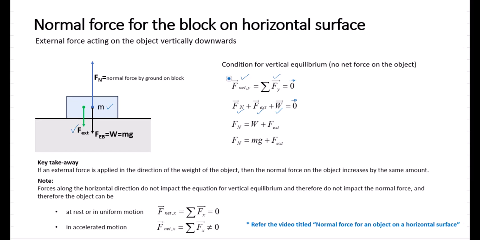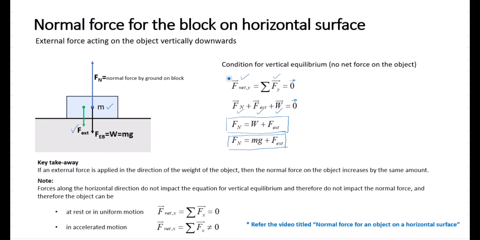Now, in terms of the magnitude, it should be pretty straightforward to understand. This is possible only when this condition is met. The magnitude of all the forces acting in the upward direction should be equal to the magnitude of all the forces acting in the downward direction, which means Fn equals weight plus F external. And we know that weight is given by mg, so therefore Fn should be equal to mg plus F external.